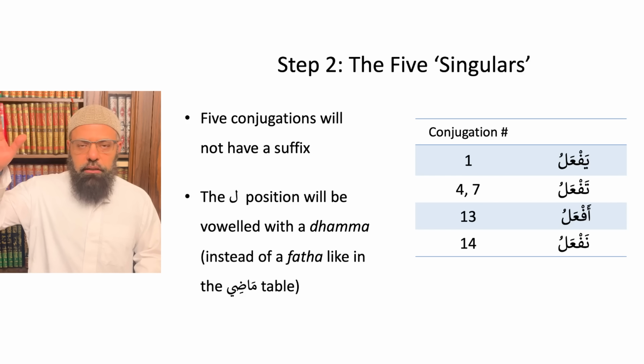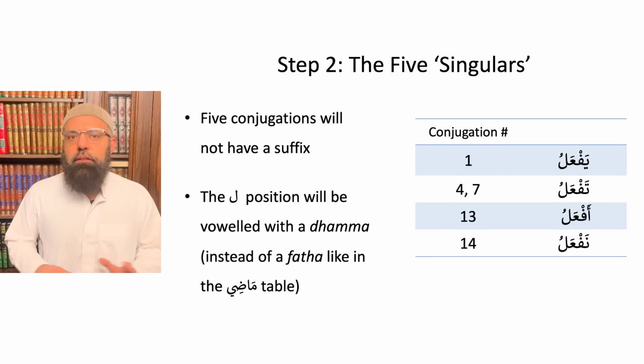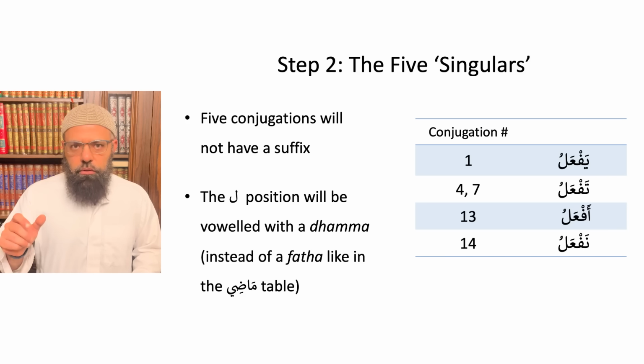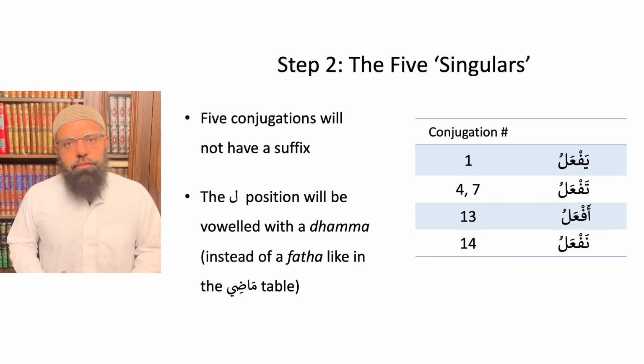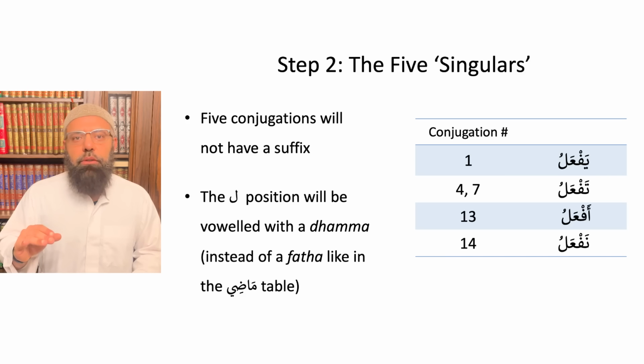So the first one, the fourth one, the 7th one. So he, she, you when speaking specifically to a male, skip number 10 because the number 10 is unique, and then 13 and 14. All these 5 have no ending. Instead, their last letter ends with a dhamma. So it will be yaf'alu, taf'alu, taf'alu again, af'alu, naf'alu. So yaf'alu for the first one, taf'alu for the fourth one, taf'alu again for the 7th one.